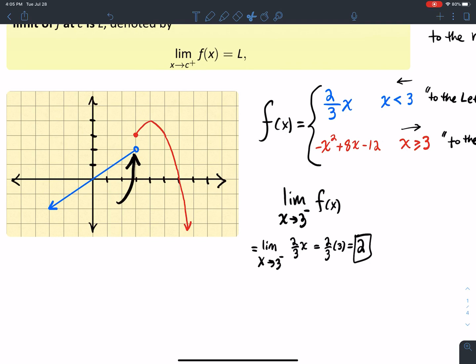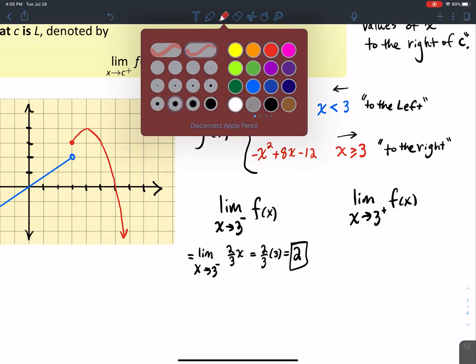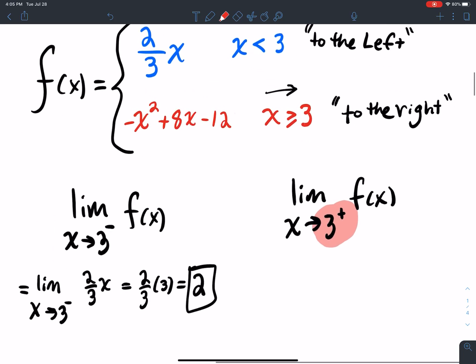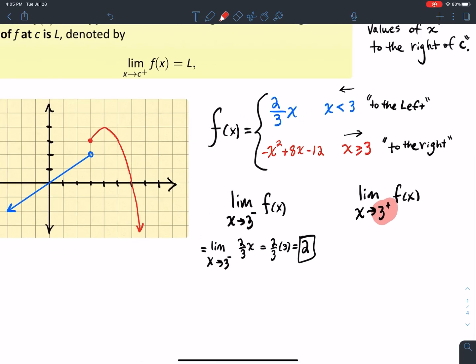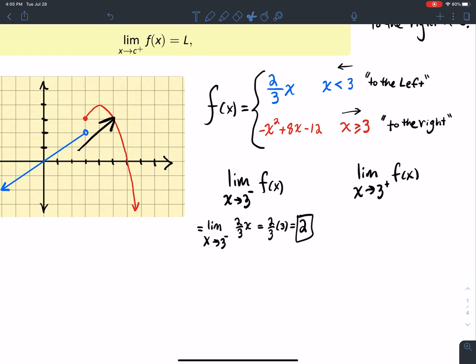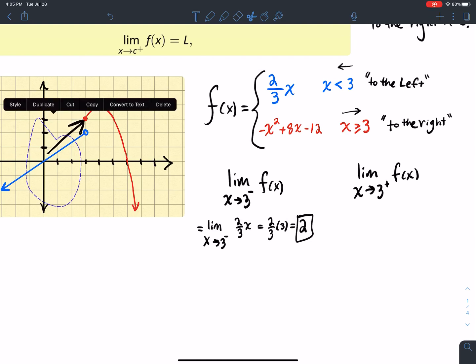Now, the right-handed limit. See over here, I got the plus 3 going on. So this is the limit as x approaches 3 from the right of f of x. On the right side, it looks like I'm going to use the parabola curve, so to the right is x greater than or equal to 3. Using the little finger trick, if I follow this in on the right, where does it look like it's going to level off? That looks like 3. So this one's not going to have the same limit.